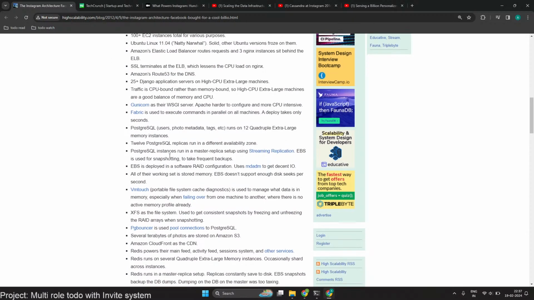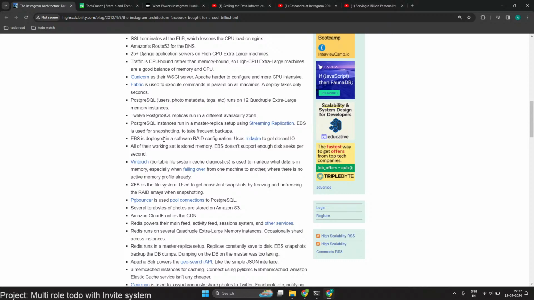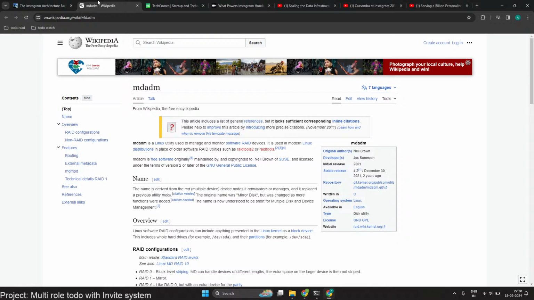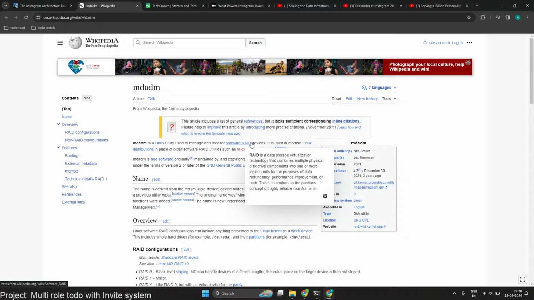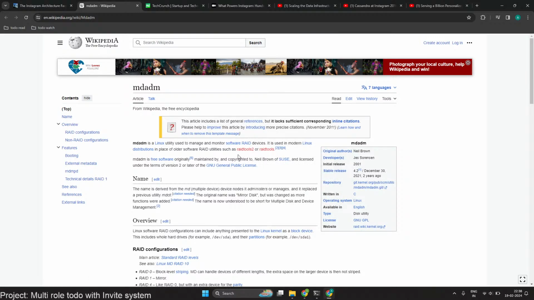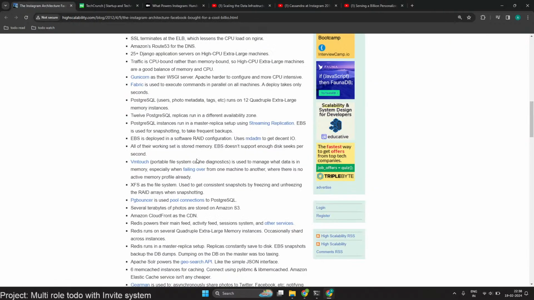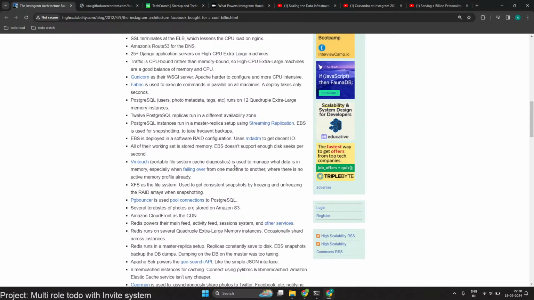EBS is used for snapshotting to take frequent backups. EBS is deployed at the server. Dadm is a Linux tool used to manage and monitor software-related services. It is a data stream. It is used in modern distributions, plus a portable file system cache diagnostic. It is used to manage what data is in memory, especially when failing over from one machine to another.